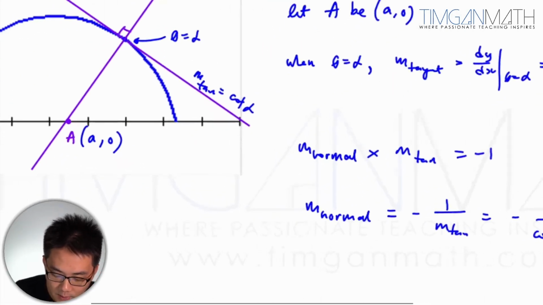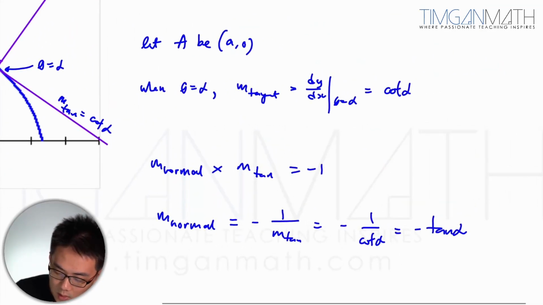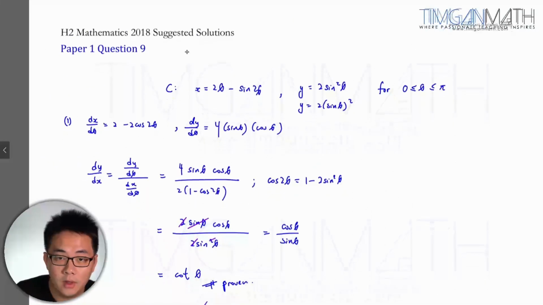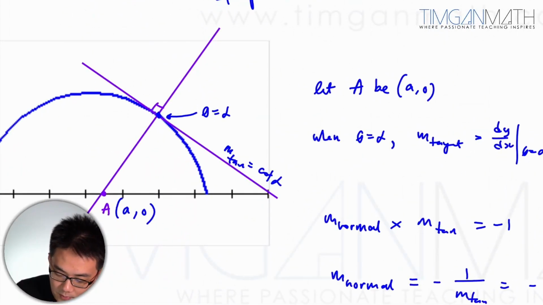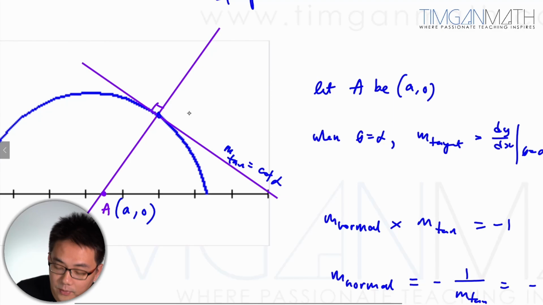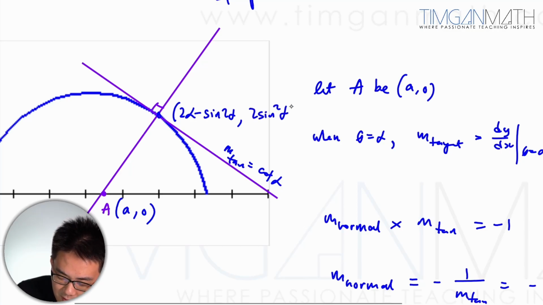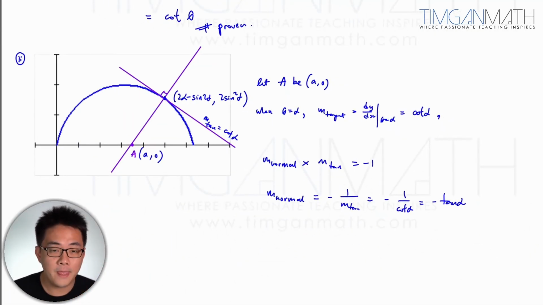Alright. The point here, when theta equals alpha, obviously we're just going to have the x. The point is 2 alpha sine 2 alpha. So this point here is actually 2 alpha minus sine 2 alpha, comma 2 sine square alpha. Great. Okay, so that's about it. That's the point at the normal.